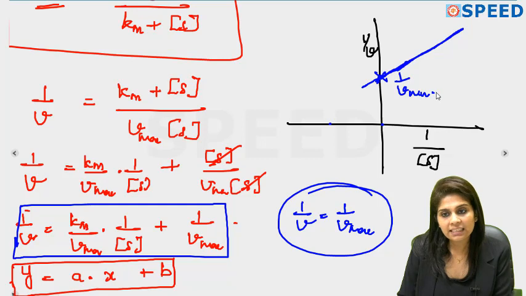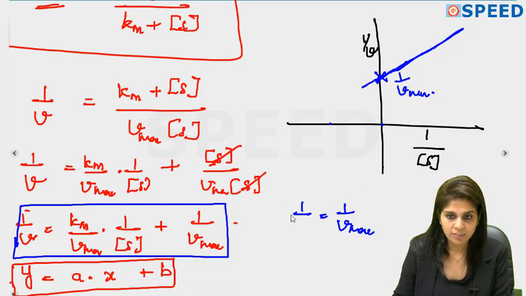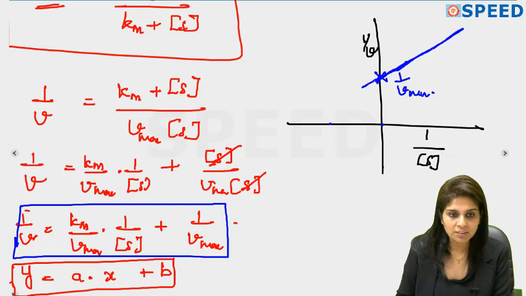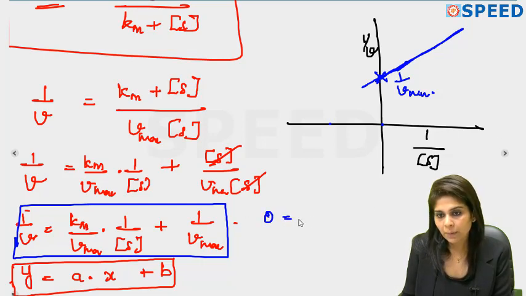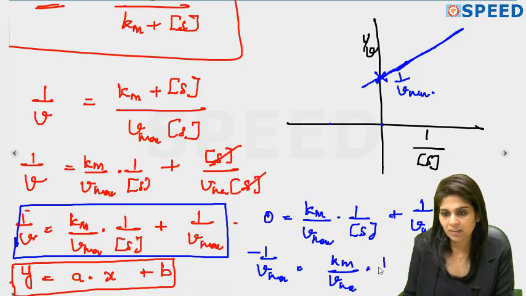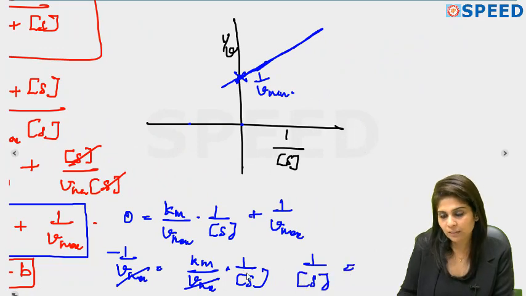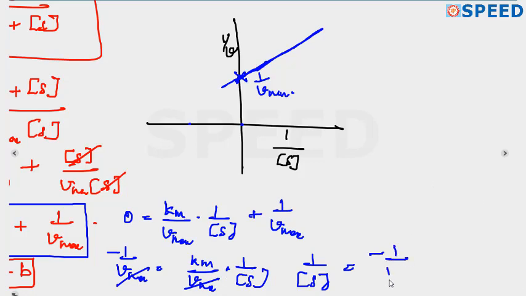To find out what is the x-intercept, you should put y is equal to 0. So, if you put y is equal to 0, what happens to this equation? I am going to put this is equal to 0. So, 0 is equal to Km by Vmax into 1 by S plus 1 by Vmax. And if you rearrange this to the other side, what will you get? Minus 1 by Vmax is equal to Km by Vmax into 1 by S. Cancel these two. Okay. So what do you get? You get 1 by S is equal to, you cross multiply this, it is minus 1 by Km. So what is the x-intercept? The x-intercept is minus 1 by Km.